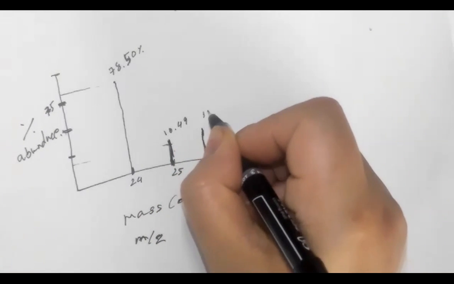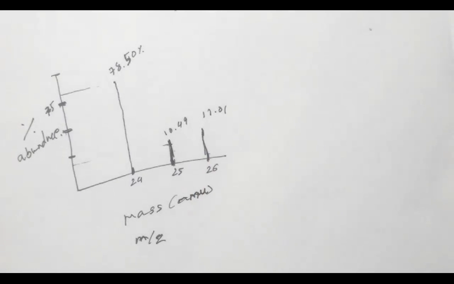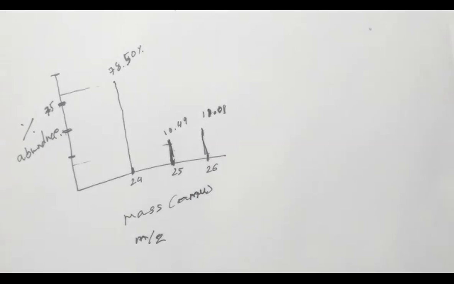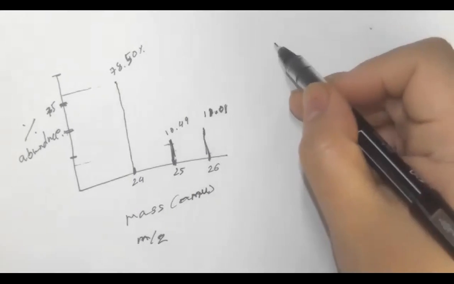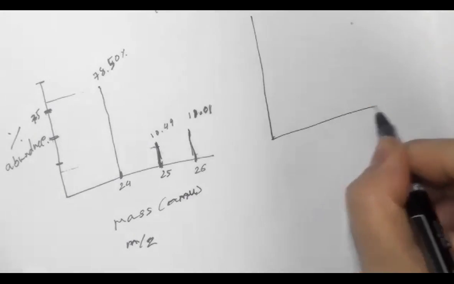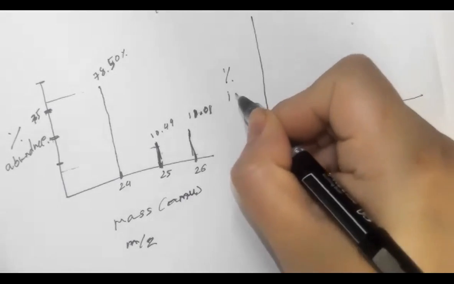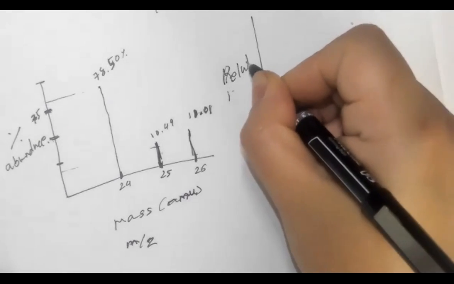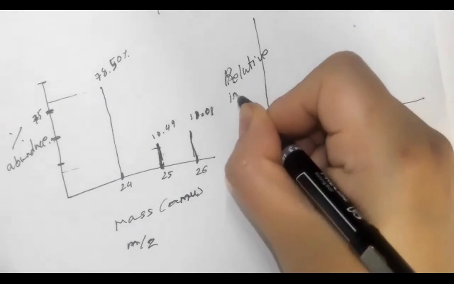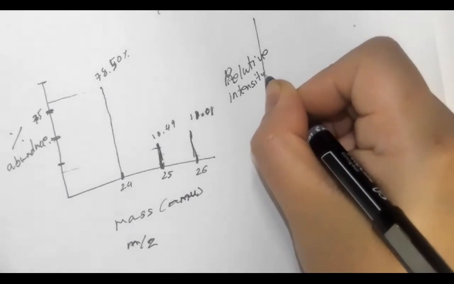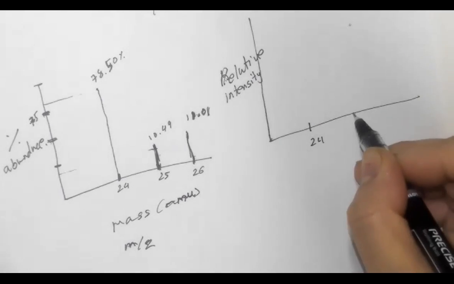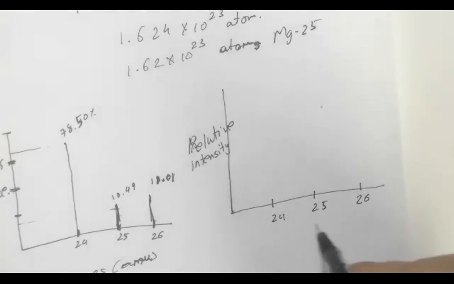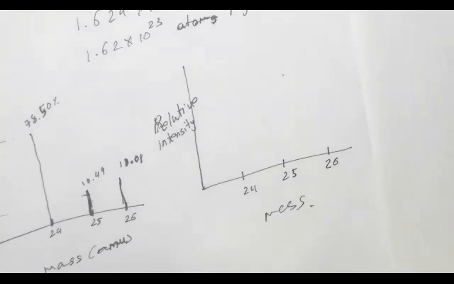10.49. You will have a ruler to use. Oh wait, actually I do have a ruler somewhere on my desk, but yeah. Okay, now is the problems. I'm gonna do percent intensity. Intensity. No, not percent, sorry, relative. Okay, 24, 25, 26. Still mass. So how we gonna draw this?